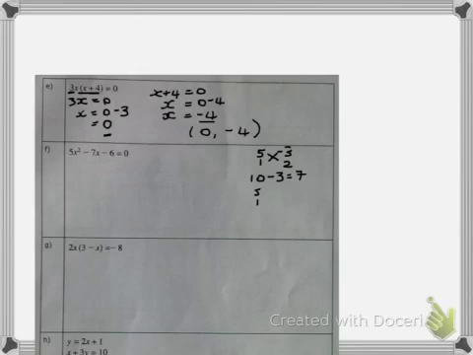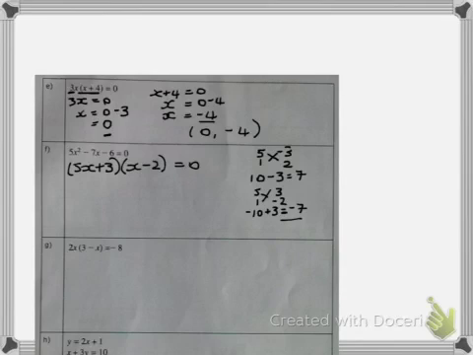5 and 1, maybe 3 and negative 2. Okay, 5 times negative 2, negative 10. 1 times 3 is 3. Negative 10 plus 3, when I add them up, gives me negative 7. And that is what I want. So what I do now is transfer them across to brackets. So I'm going to write 5x plus 3 and 1x minus 2, x minus 2 equals 0.